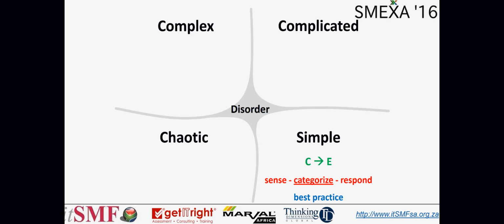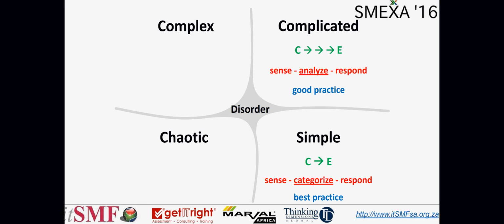Complicated is actually a slightly different approach, where we do have our cause-effect relationship, but it's not self-evident, and therefore we require a certain level of expertise. In most cases, there's not just one way of doing it, but there are multiple ways of applying certain tools to get people to what they want to have. So in our triage, we now sense, analyze, and respond. And we're talking about good practice as opposed to best practice in the simple domain.